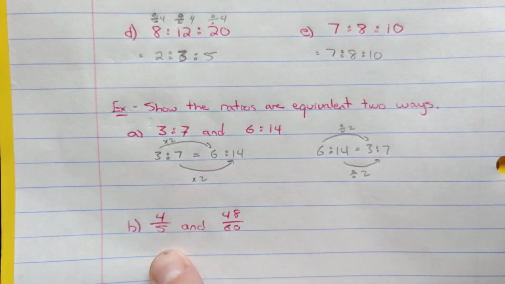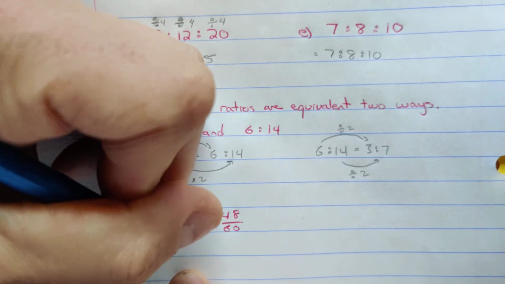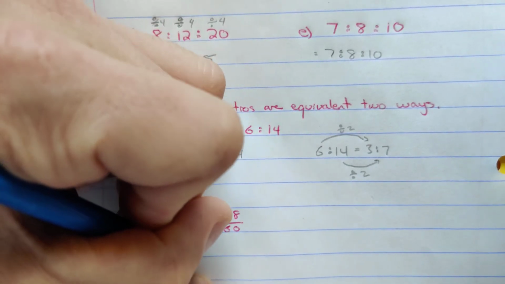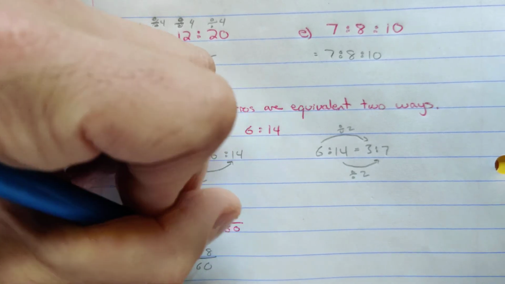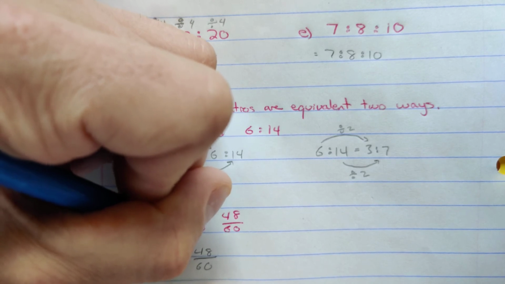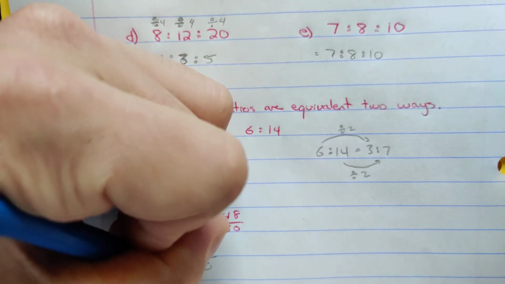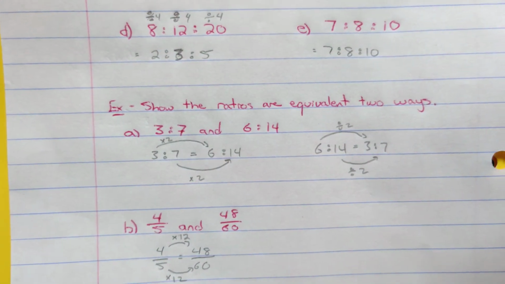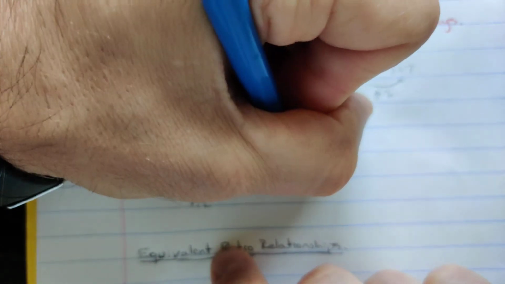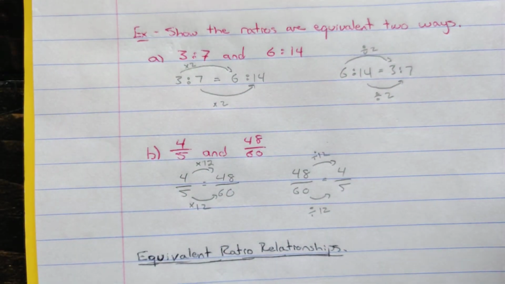In the next one here, we can use the same idea. 4 over 5 equals 48 over 60 because we can do 4 times, what do we got here? 12 and 5 times 12. So that's the same number in both cases. And then again, 48 over 60 equals 4 over 5, because 48 divided by 12 and 60 divided by 12 are 4 and 5 respectively.